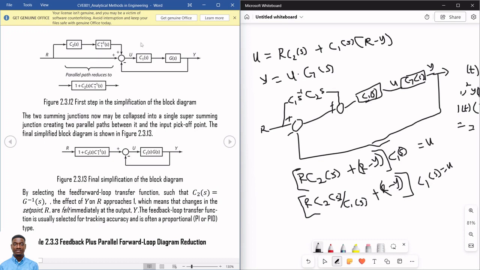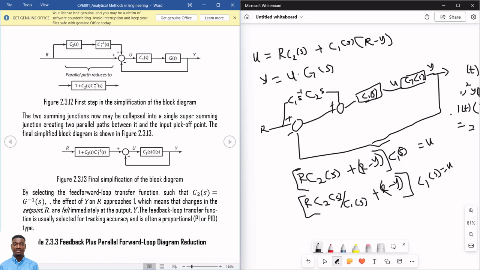You understand? So from there now, I know that this C1S and this GS are now in series. I can multiply them together. And this now are also in series. I can multiply them together. So which is what has been done here. C2S, C1 inverse here, and C1S here, and GS here. But you'll now be wondering, so how did this one come here?